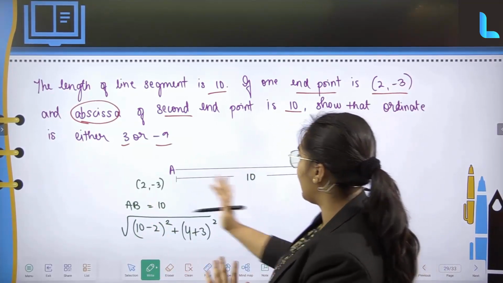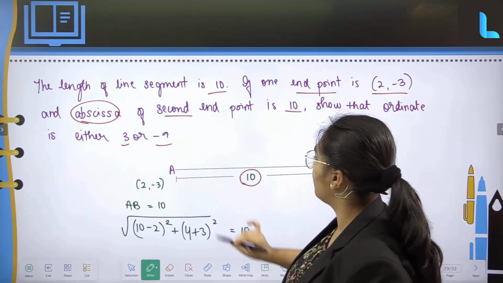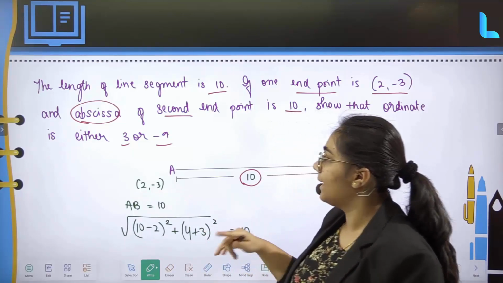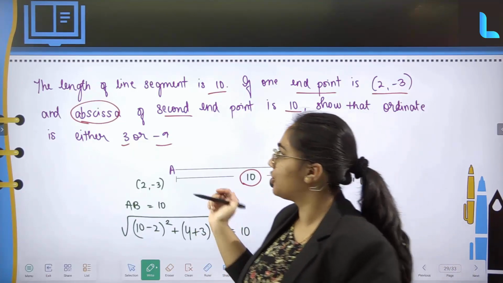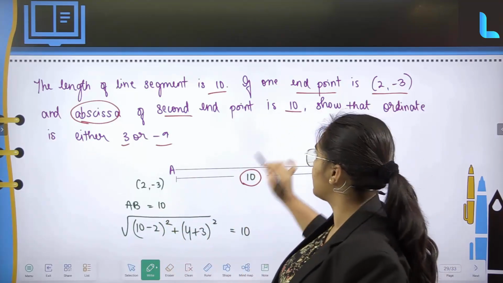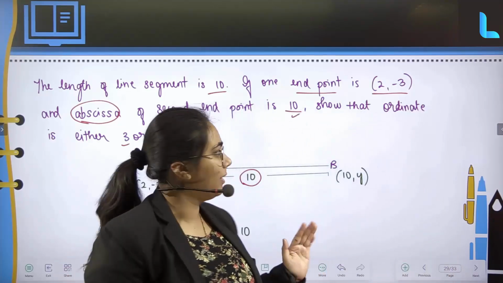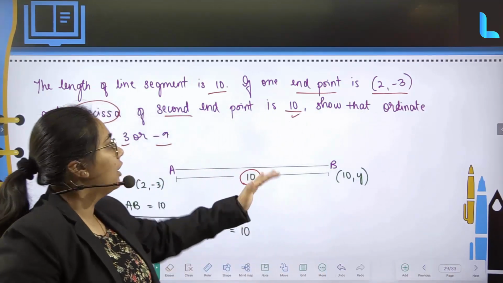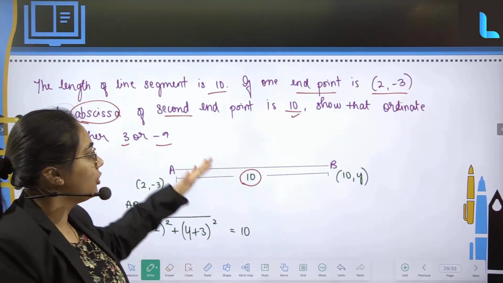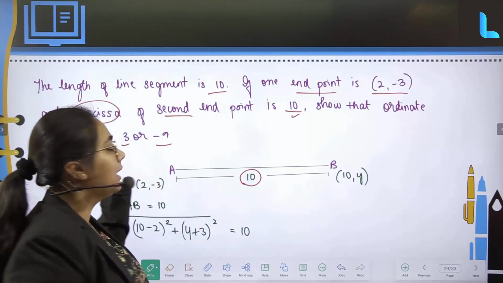The whole line segment is 10, which they have already given, and one end point, which we will consider as A, is given. For the other end point they have just given you the abscissa. Abscissa is nothing but the x-coordinate, so that has been given as 10, and we have no idea what y is going to be. You have to show that the ordinate is either 3 or minus 9. So when you solve for this, the final answer you will get is 3 or minus 9.